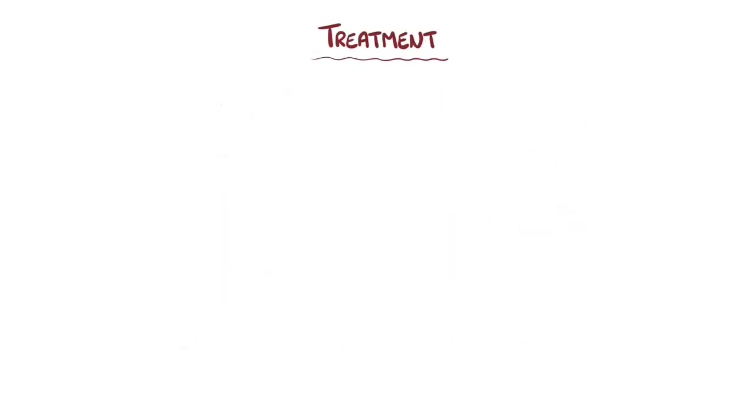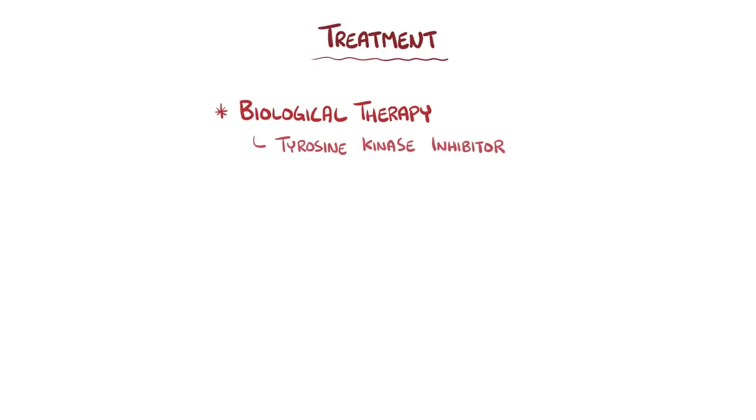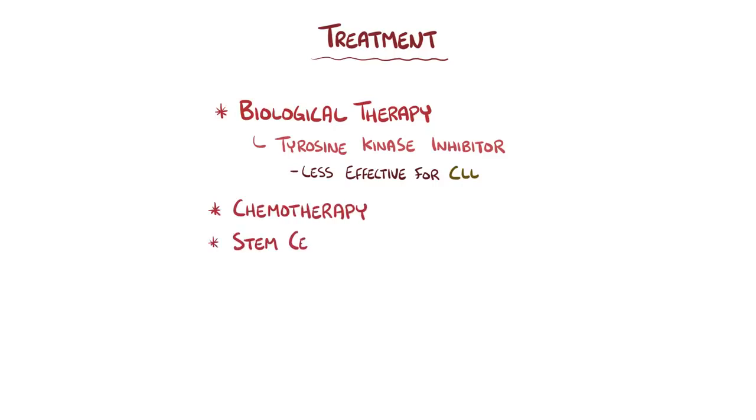Treatment for CML always includes biological therapy, with a tyrosine kinase inhibitor aimed at stopping cell division caused by the BCR-ABL protein. This is less effective for CLL, though, since there's no specific target. Other options for both CML and CLL include chemotherapy, stem cell transplants, or bone marrow transplants.